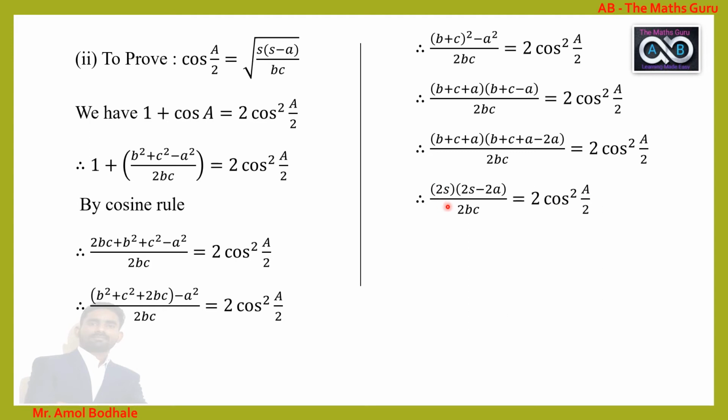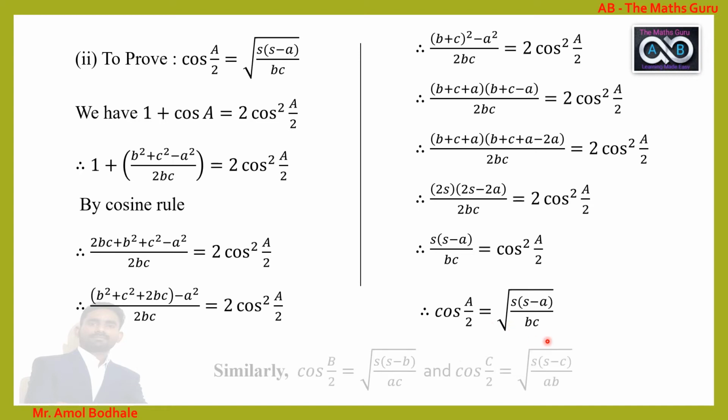So this 2 will cancel, and by taking 2 common it will be cancelled with the RHS. So we'll get s into (s minus a) upon bc is equal to cos square A by 2. So by taking the square root we will get cos of A by 2 is equal to square root of s into (s minus a) upon bc. Hence we get the second cosine rule.